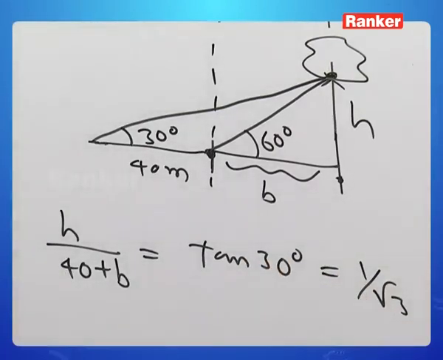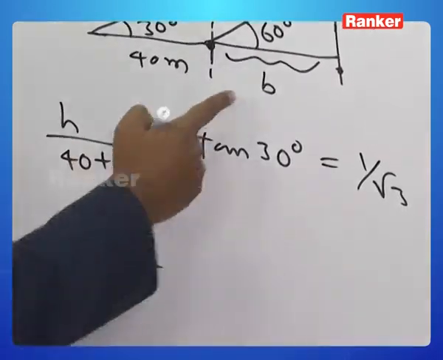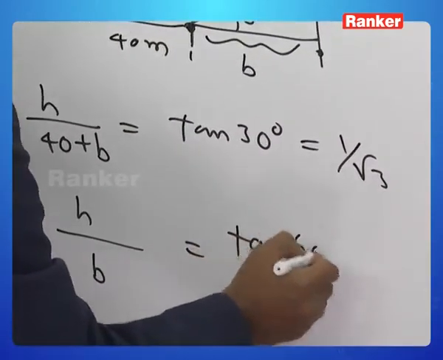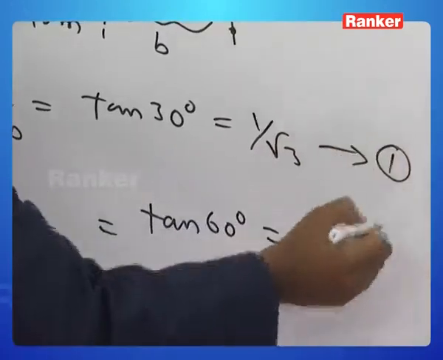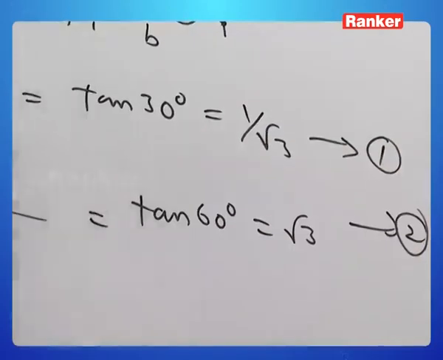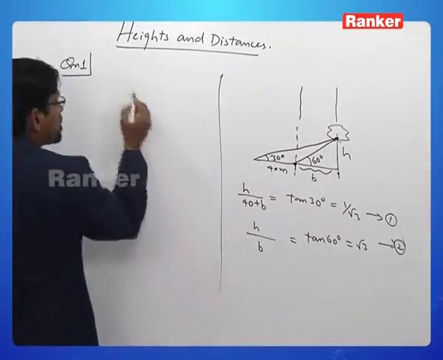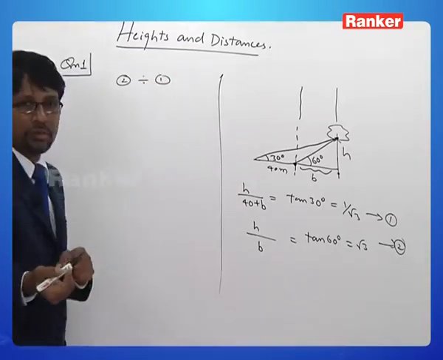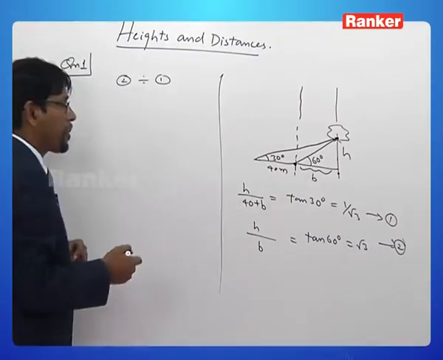Similarly, one more equation we have here. H upon B is tan 60. That's root 3. Call this equation 1, call this equation 2. Let's divide one by the other. 2 divided by 1 will eliminate H and will give us an equation in B.